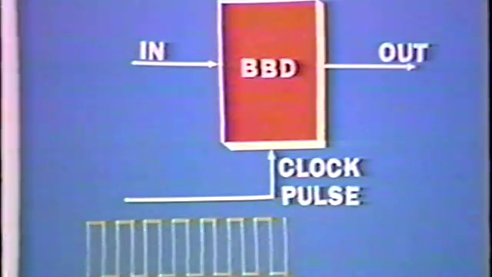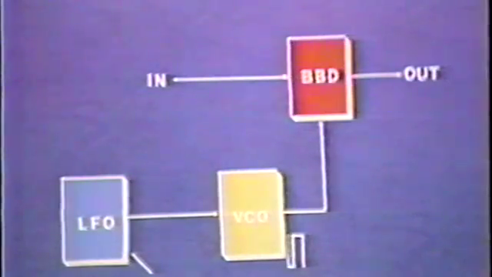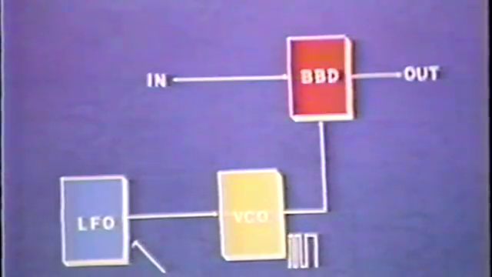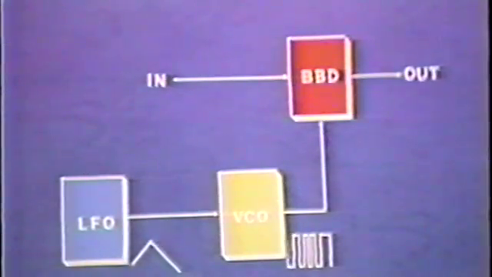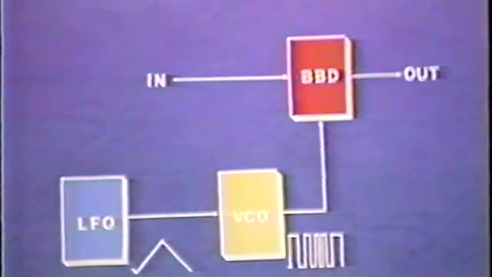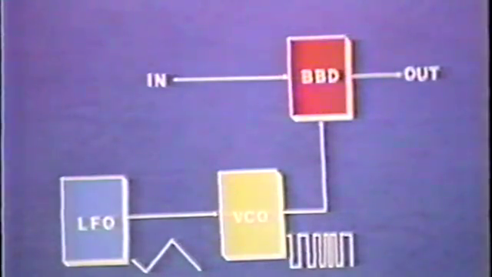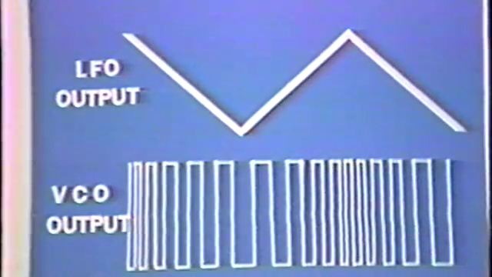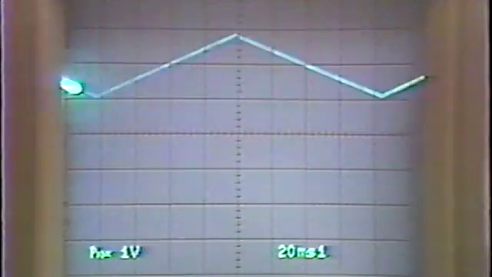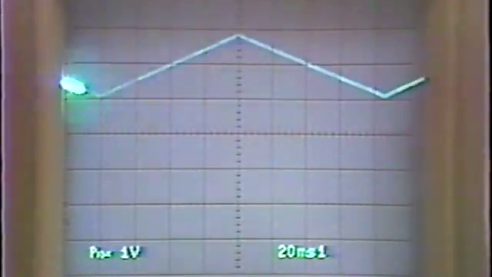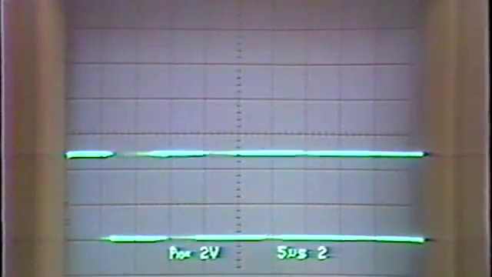With the Casio tone, stereo can be made more effective by increasing or decreasing the delay time. The low-frequency oscillator, LFO, generates a low-frequency triangular waveform. The voltage-controlled oscillator, VCO, oscillates in relation to the input voltage. When the voltage of the LFO output signal is high, the frequency is high. When the voltage is low, a low-frequency clock pulse is generated. This waveform is the LFO output, and this is the VCO output.